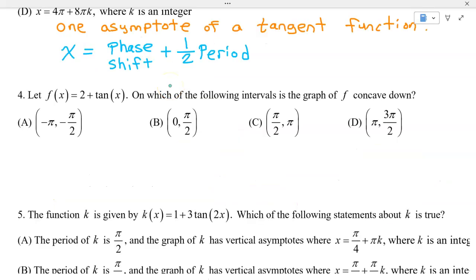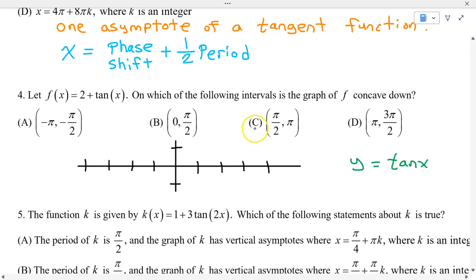Number 4, let f of x equal 2 plus tangent x. On which of the following intervals is the graph of f concave down? For now, let's ignore the 2 in the front, and let's graph a couple periods of the parent function y equals tangent x. We have memorized that the period of tangent is pi.